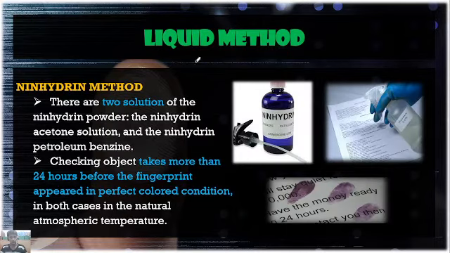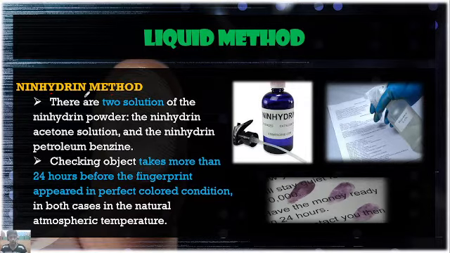And then an example of a liquid that we are using when it comes to developing fingerprint, especially on papers, we have here the ninhydrin solution method. Okay, so ninhydrin method, usually it has two solutions: the ninhydrin acetone solution and then the ninhydrin petroleum benzene. Okay, so it has a different advantage. They have differences when it comes to the effect on the paper that was used, or on the writing that was present on the paper.